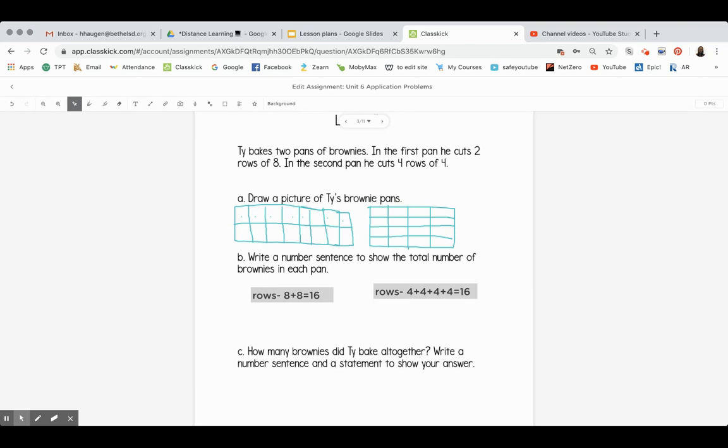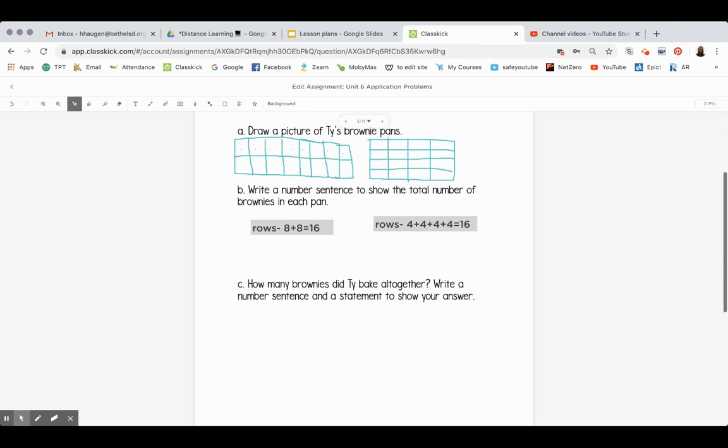So the first brownie pan has 16 brownies. The second pan also has 16 brownies, but notice how my arrays, how my pans look different. Same total, but the arrays look different. Letter C says, how many brownies did Tyler bake altogether? Write a number sentence and a statement.